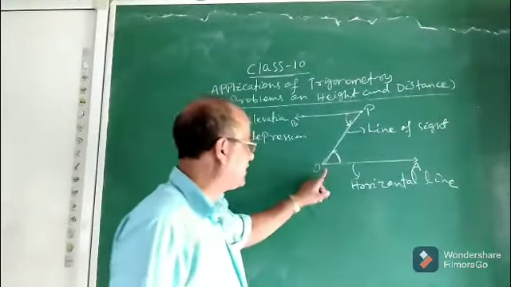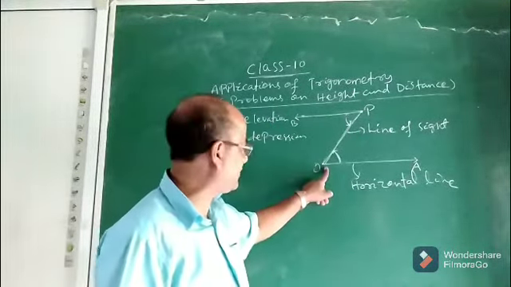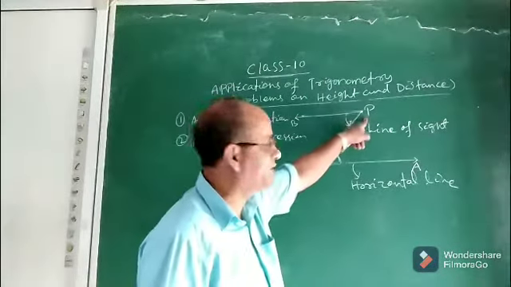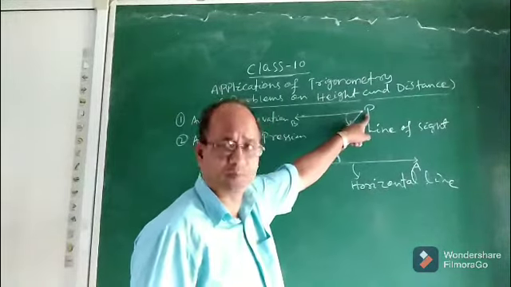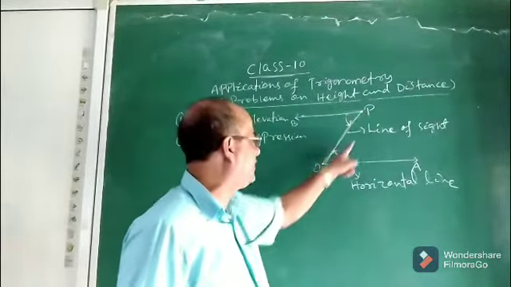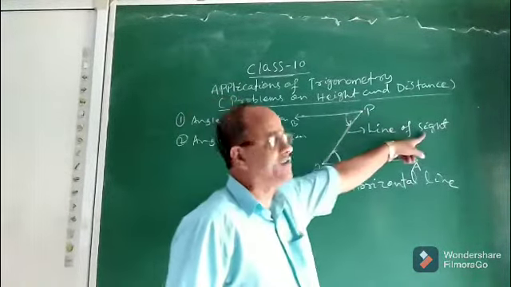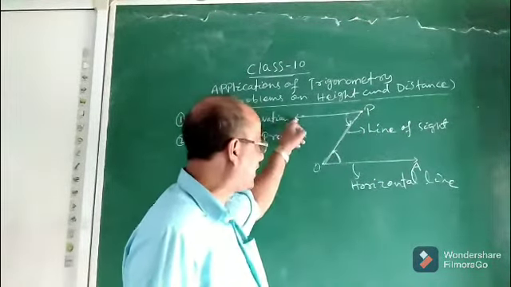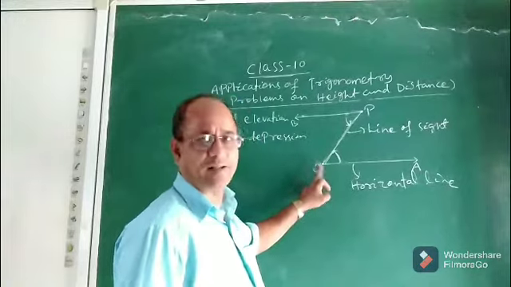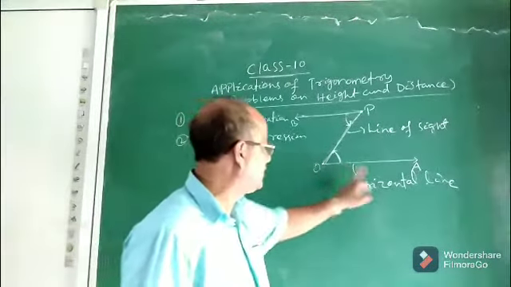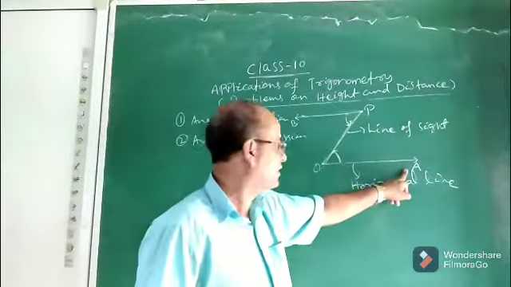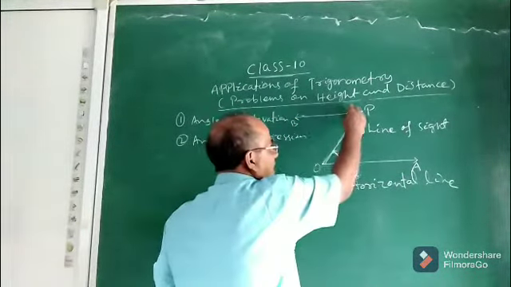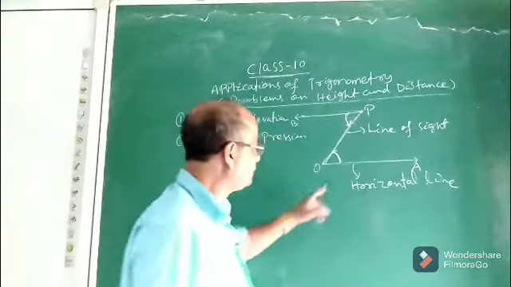What I mean to say, children, is that the boy is standing at the point O. He is looking at a bird sitting on a tree at the point, suppose P. Now if we join O and P, we get a line. That line is called the line of sight. Now at P we draw a horizontal line, and at the point of observation O we draw another horizontal line. Then an angle is formed here.